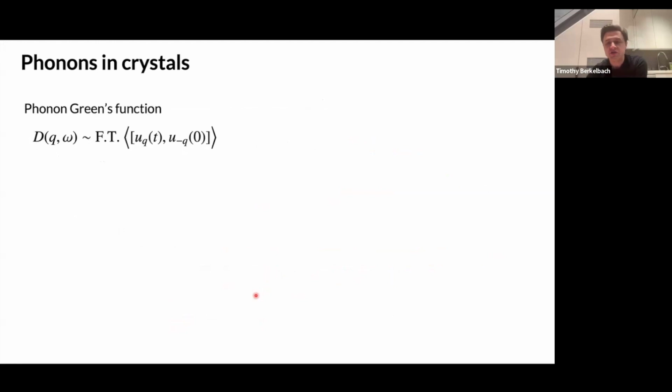So the object of interest for our DMFT is the phonon Green's function. So that's the Fourier transform of a time correlation function of the phonon displacement operator. So that will be my U throughout this talk. But you can think of this as like A dagger plus A, if that's more useful.